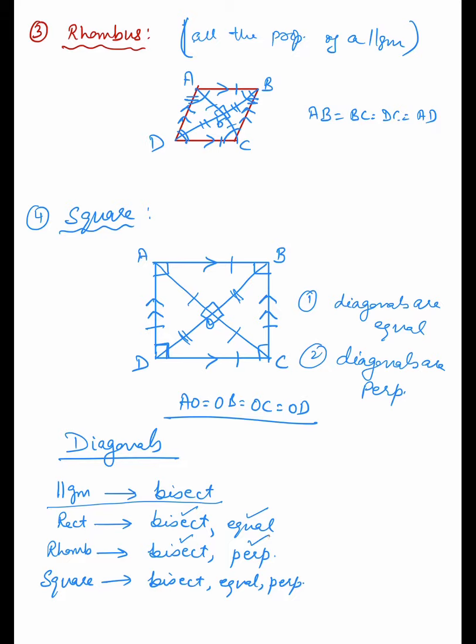And in a square, all properties bisect, equal and perpendicular. So suppose in exam, if somebody simply asks you, name two quadrilaterals in which the diagonals bisect each other. So bisect, you can just write any two of them out of these four, because in all four of them, the diagonals bisect each other.